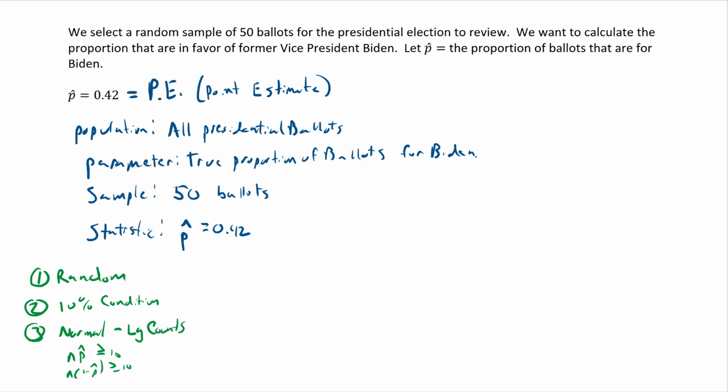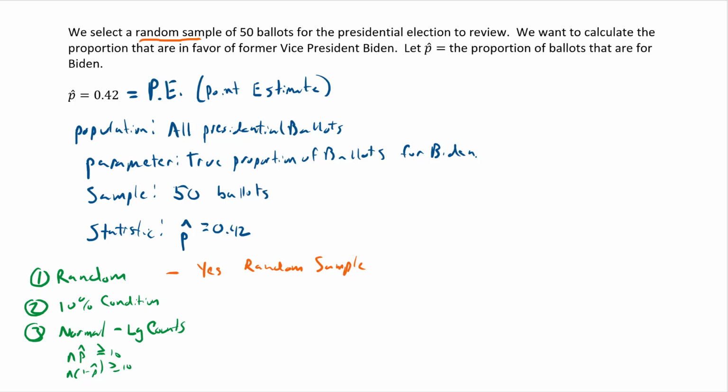Okay? So going with this, let's look at the first condition. Was our sample random? Well, in the problem, we took a random sample of 50 ballots. So yes, for condition 1, we did a random sample. So we should make sure that sample is random, therefore there's no bias in that condition.